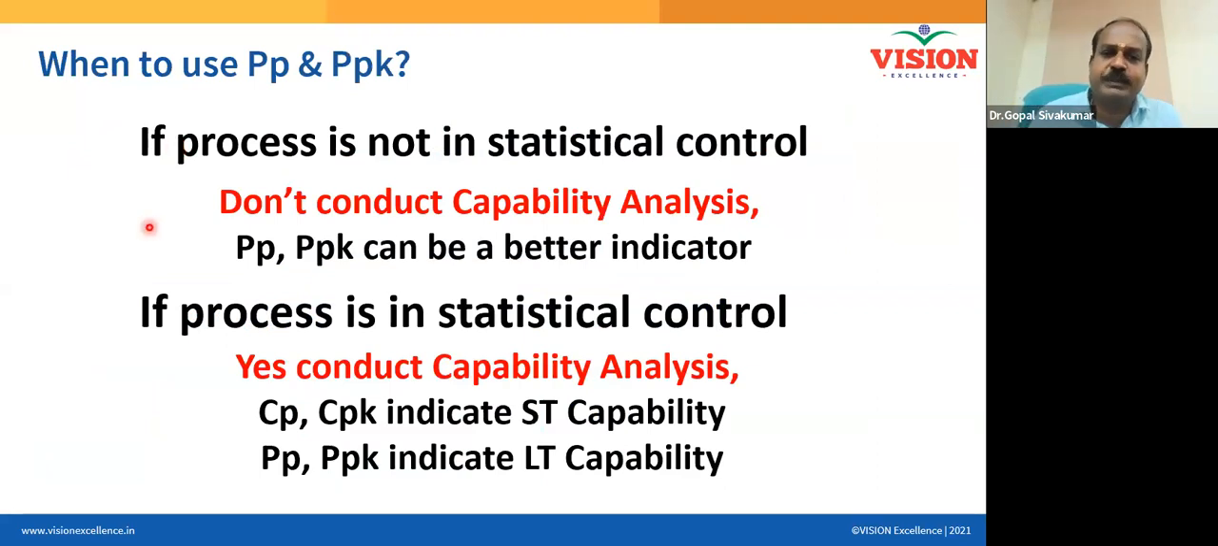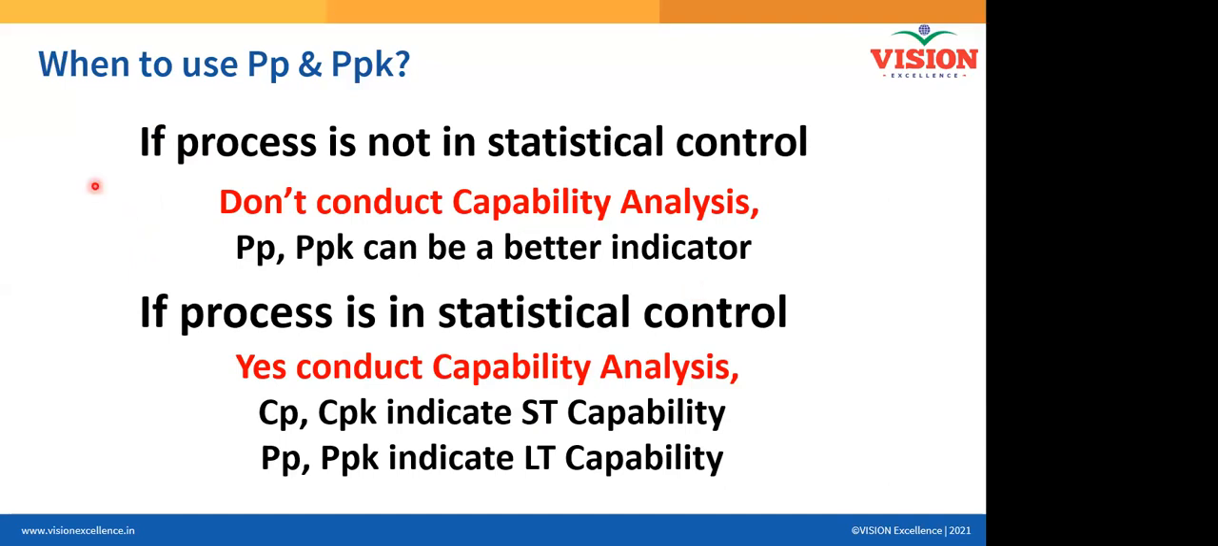And when to use Pp and Ppk? When to use Cp and Cpk? So Pp and Ppk you can use, first of all, see here, you can conduct the capability analysis only when the process is in statistical control. All of you, do you know what is statistical control? Have you used the word? When there are only normal variations in the process.